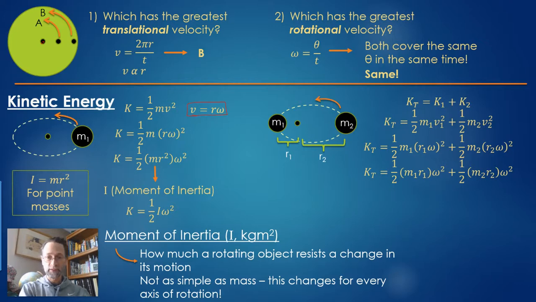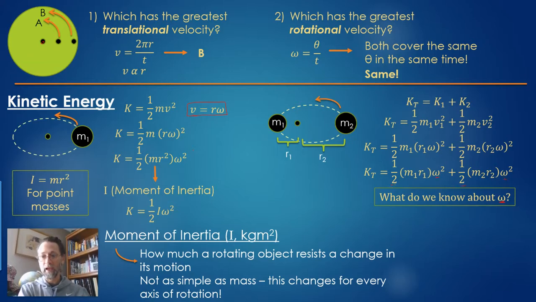And then I'm going to do the same thing I did over there. Now, if I look at that, what do we know about the omega values? Aren't these two omega values the same? So in essence, I can pull out the half and the omega, and I end up with this, where I have 1/2 of all of that, the moment of inertia of each of those, times the omega squared.